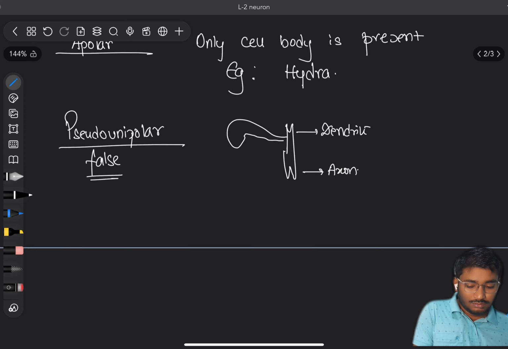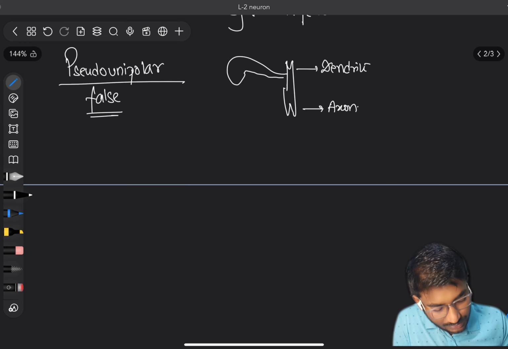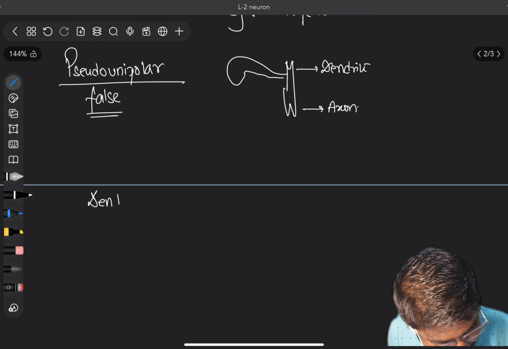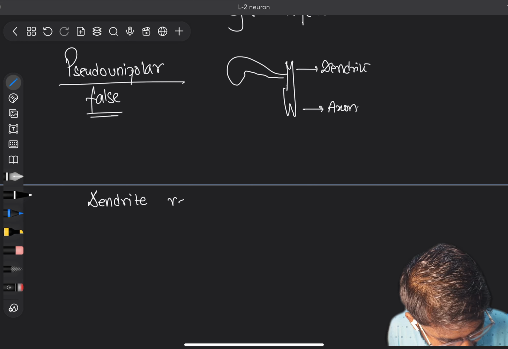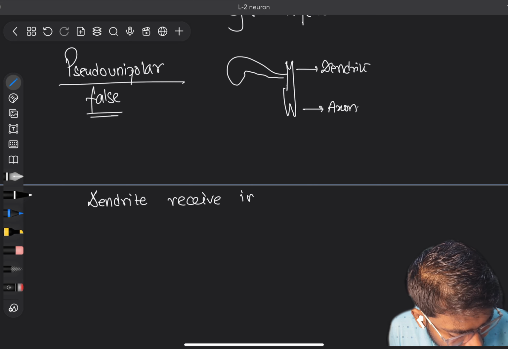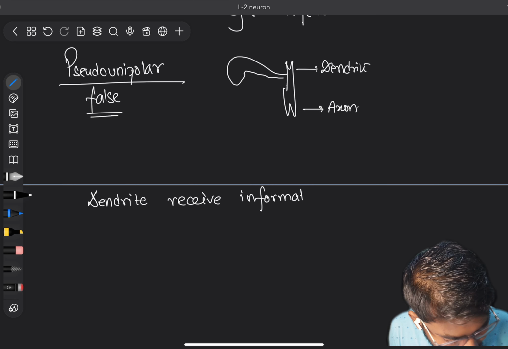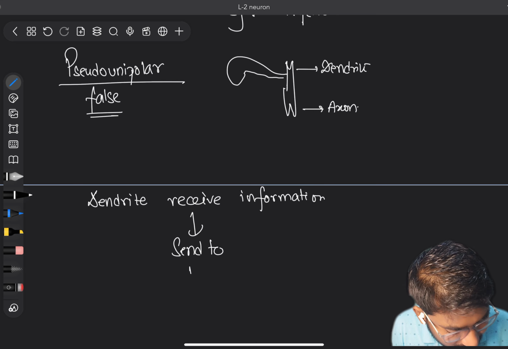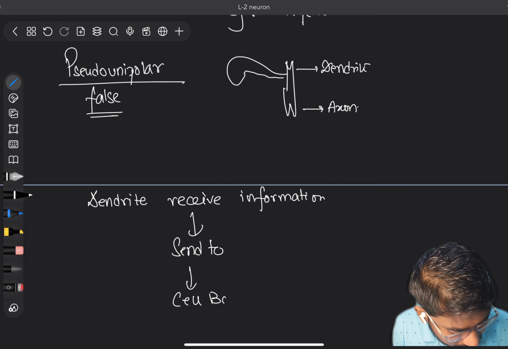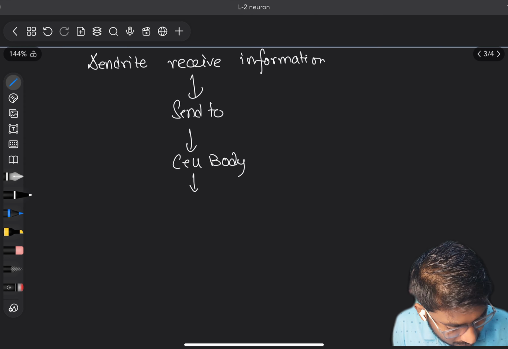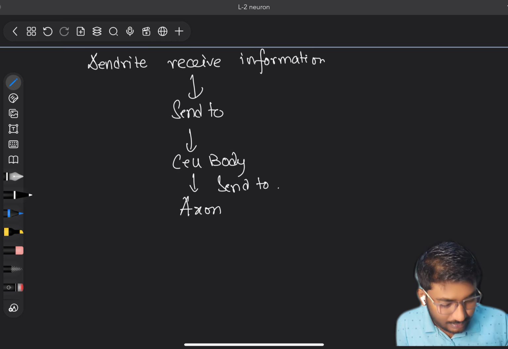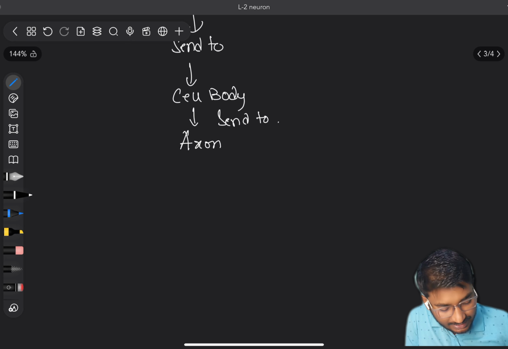Okay. So how is the information exchanged? Information is exchanged by dendrite. Dendrite receives the information, transmits or sends it to the cell body. The cell body transmits it into the axon. Okay. In this way, the information is exchanged.